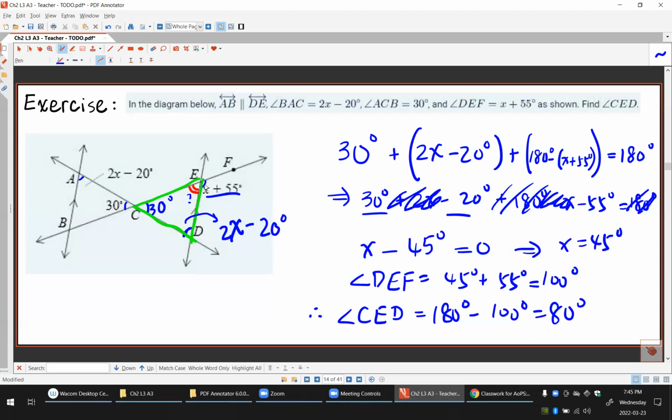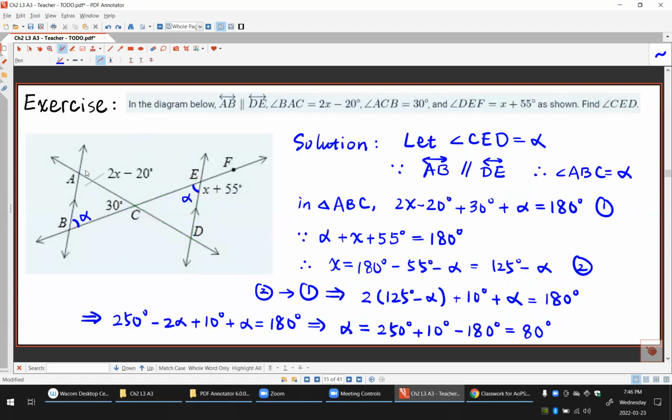Okay, so actually there are a number of ways to solve this question. We can also use the triangle ABC here, okay? So let's have a look at the second solution of this question. Okay, I'll just write it here. So first of all, in order to facilitate our discussion, we can let angle CED be alpha, right? So that'll save us a little time to write angle CED. You can just use alpha. The target is to find value of alpha.